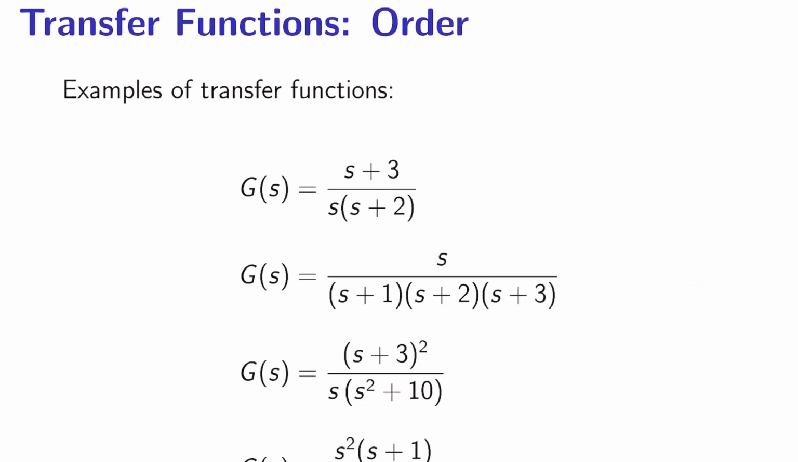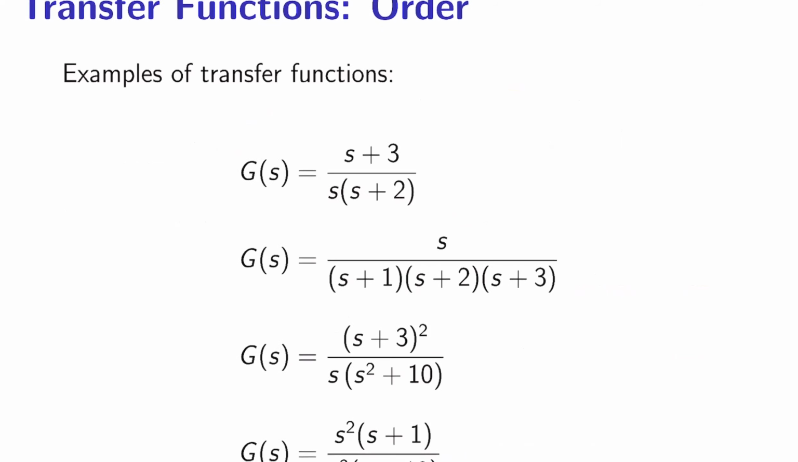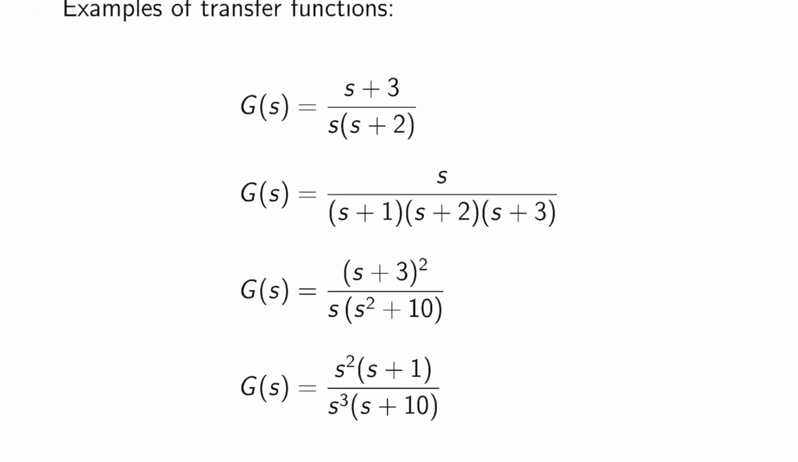Here are some examples of other transfer functions. We can figure out what the orders are for these. Although you've got S to the power of 1 and S to the power of 1 here, actually when you multiply it out, you get S squared plus S2. So this is a second order system. Second order, okay? Because the highest order is 2.